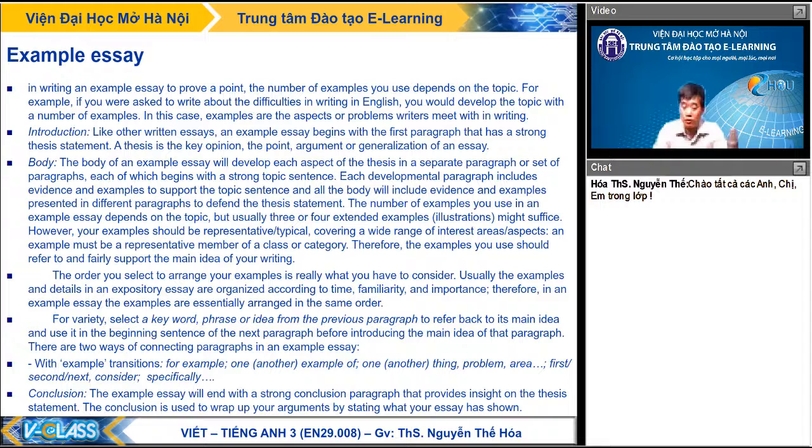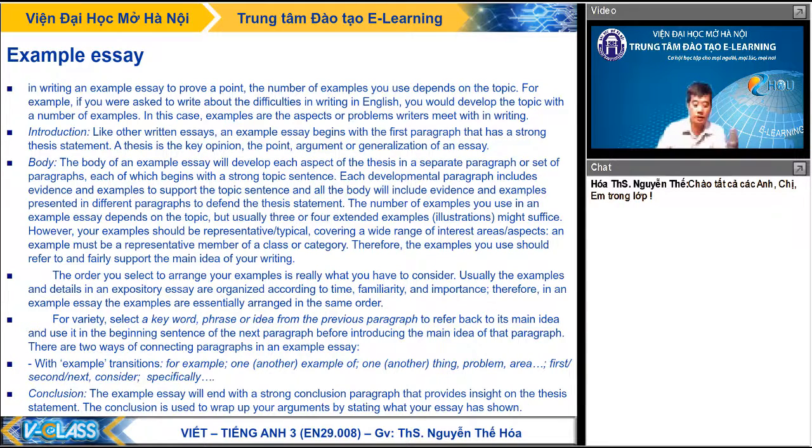Another thing you have to bear in mind is that each development paragraph includes evidence, an example, to support the topic sentence, and all the body will include evidence and examples presented in different paragraphs. In order to select a range of examples, it is really what you have to consider. Easily, the examples and details of an expository essay are organized according to time, familiarity, importance, and therefore in an example essay, the examples are essentially arranged in the same order.